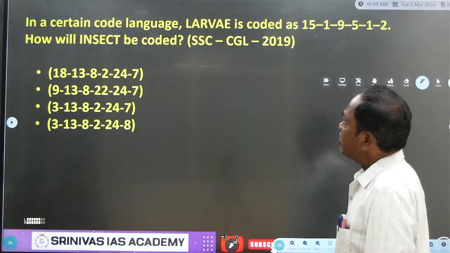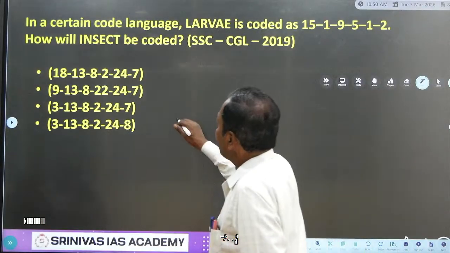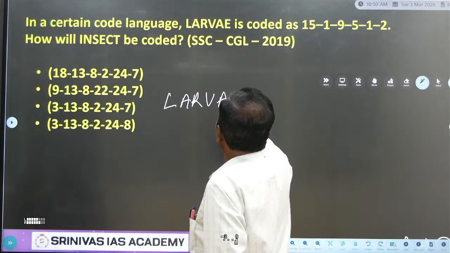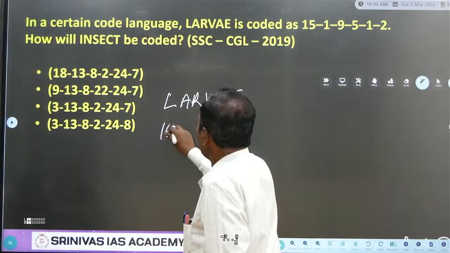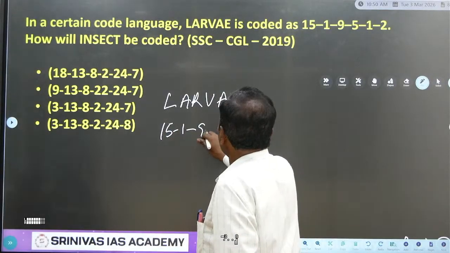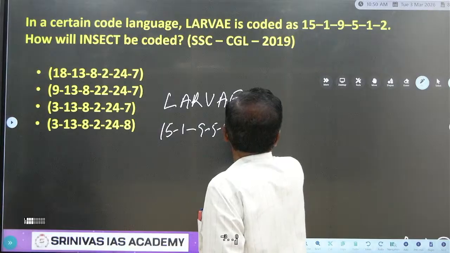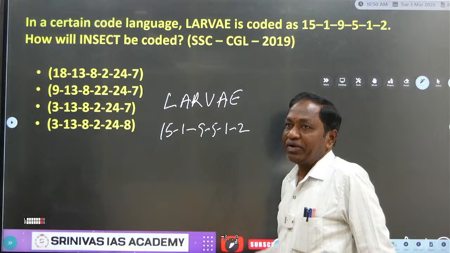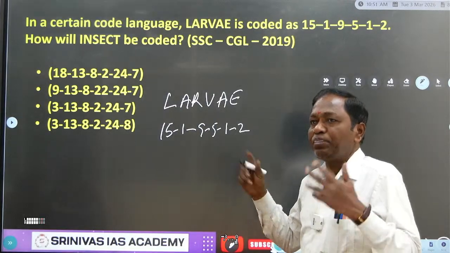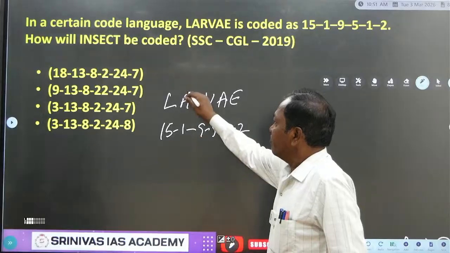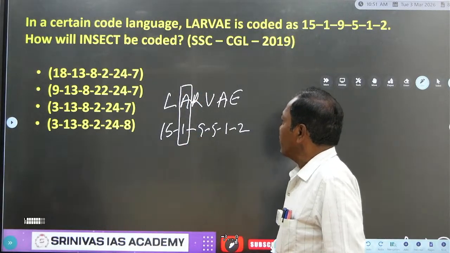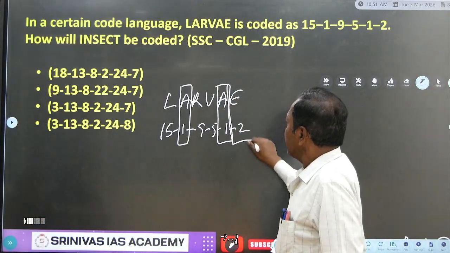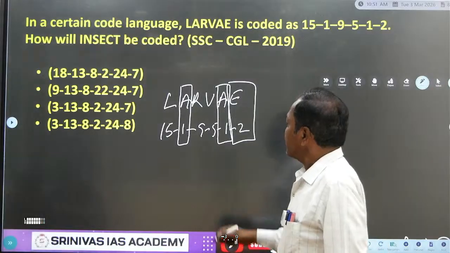Now we can see in a certain code language, LAVAE is coded as 15, 1, 9, 5, 1, 2. I think it's a very simple one. L is the 12th letter, but 15 is written here. We do not know, maybe plus 3. A is the first letter, very clear information, first position in the forward order. Again A is written in forward order, and again this is written in forward order.